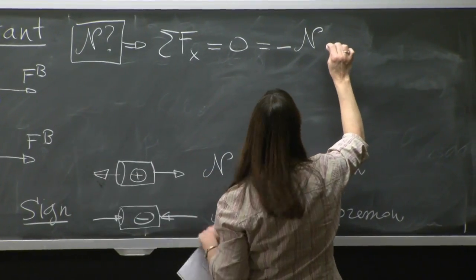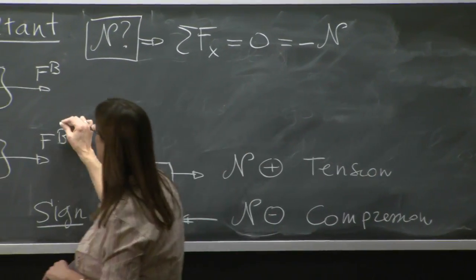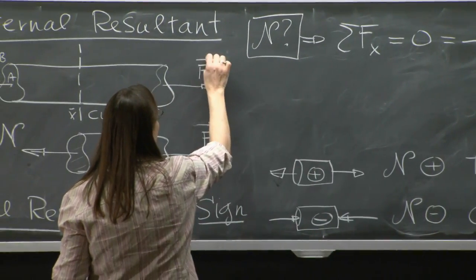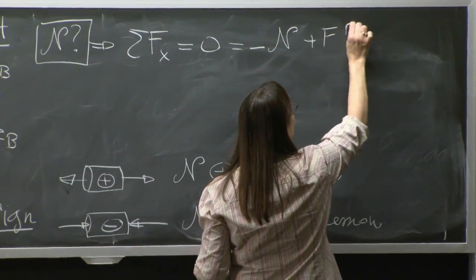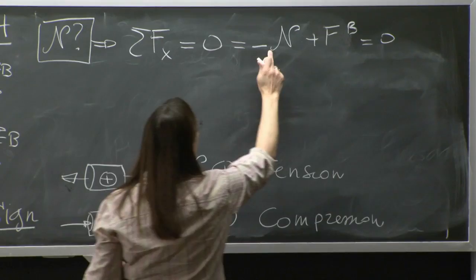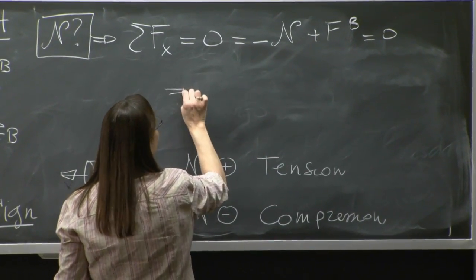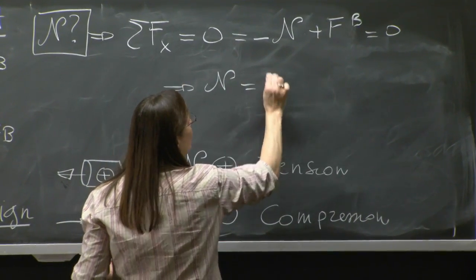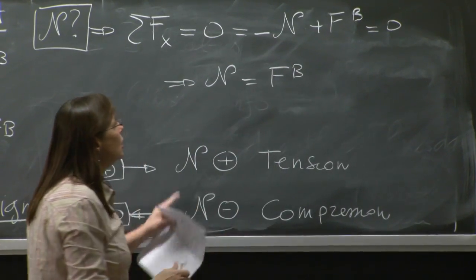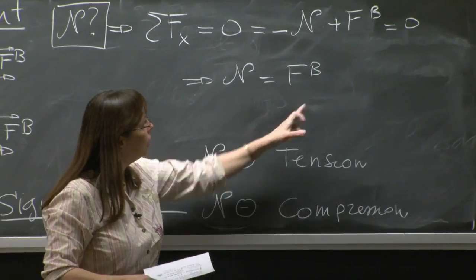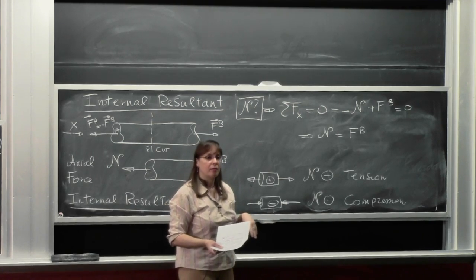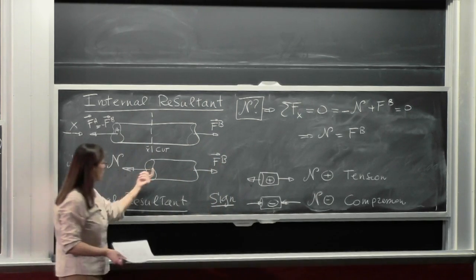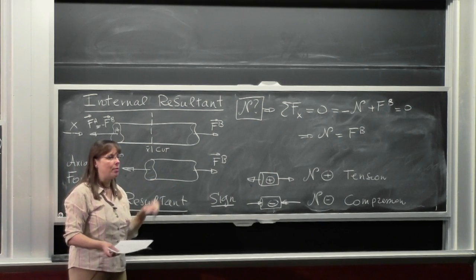OK, so minus N, F_B is going that way. Oh, I forgot the arrow on top of F_B. F_B goes that way, so I have plus F_B equal to 0. So out of this, I get that N is equal to F_B. You see, the equation tells me that N is positive. I see that N must be coming out, because I'm pulling, so N must be pulling too.